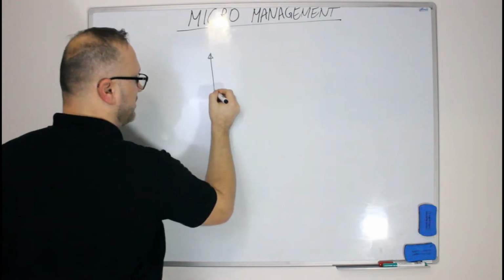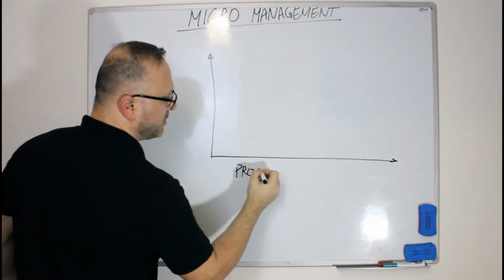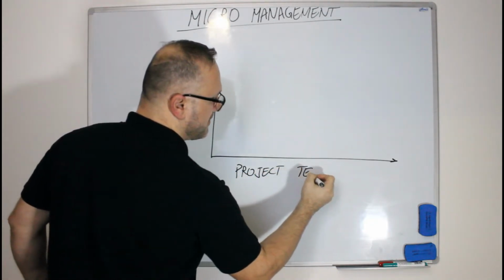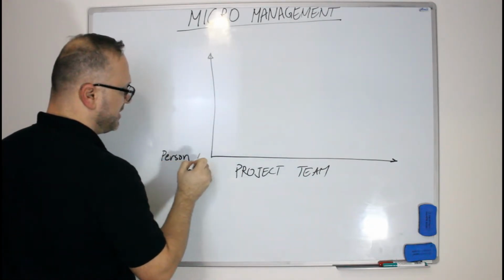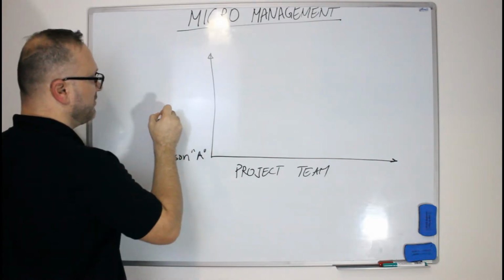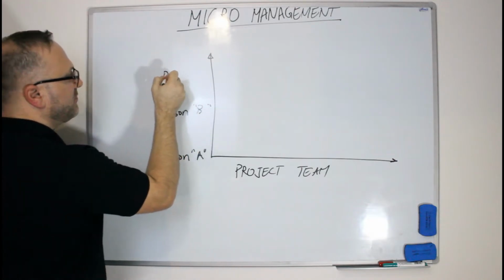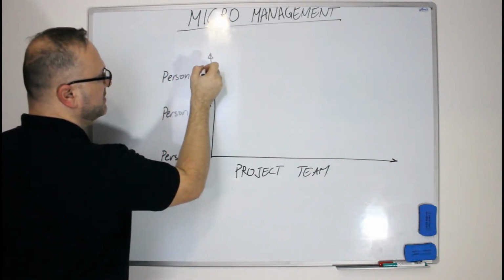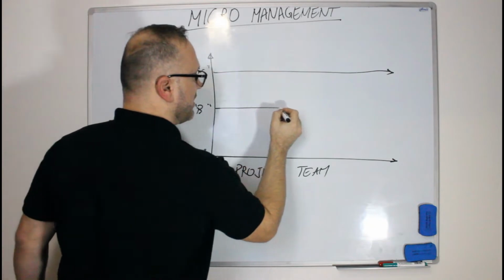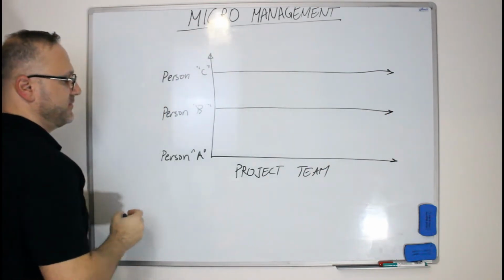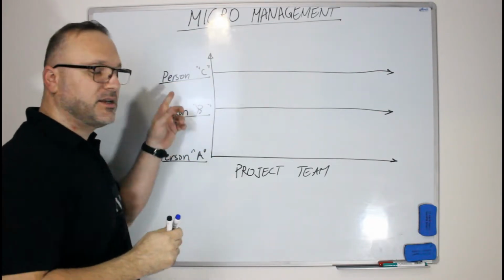So if you have a project team, you have person A, and you have person B, and you have person C. A, B and C are all nominated to your project. What are the differences between these three team members?